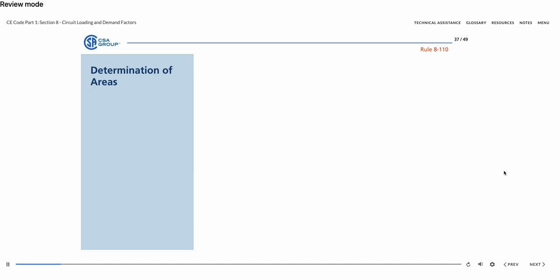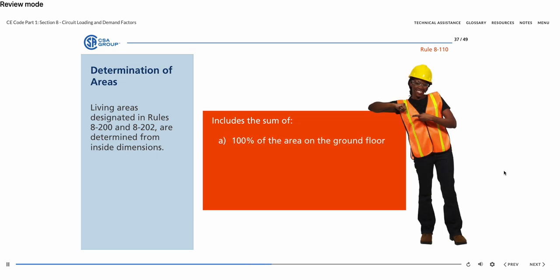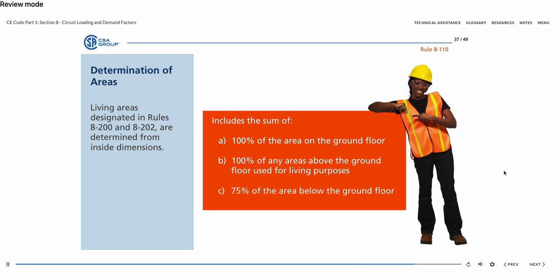Determination of areas. Living areas designated in Rules 8-200 and 8-202 are determined from inside dimensions. It includes the sum of 100% of the area on the ground floor, 100% of any areas above the ground floor used for living purposes, and 75% of the area below the ground floor.